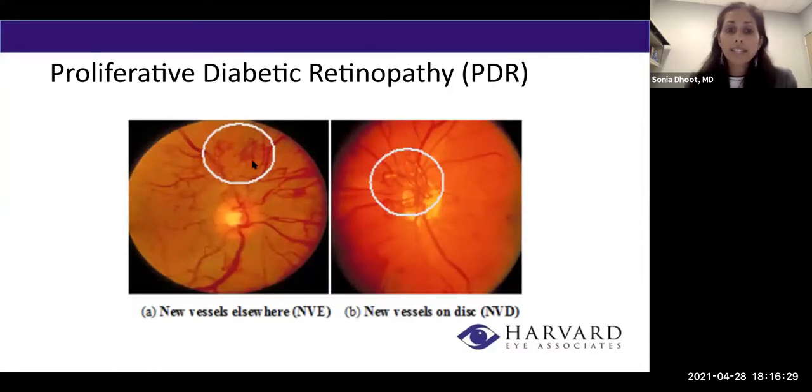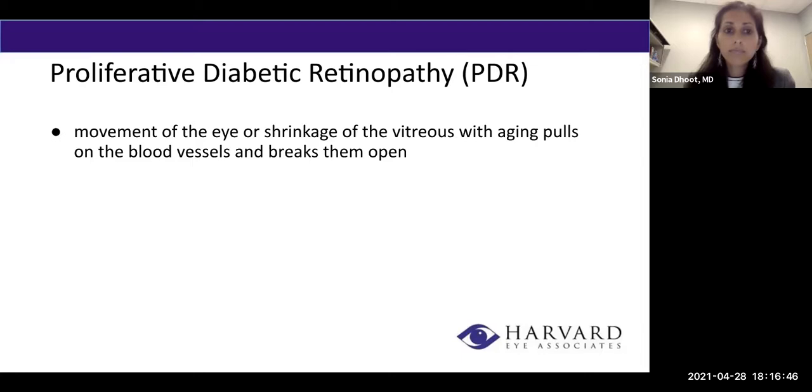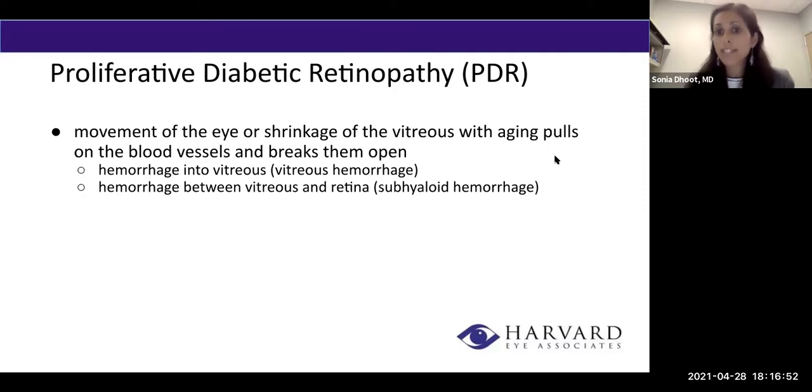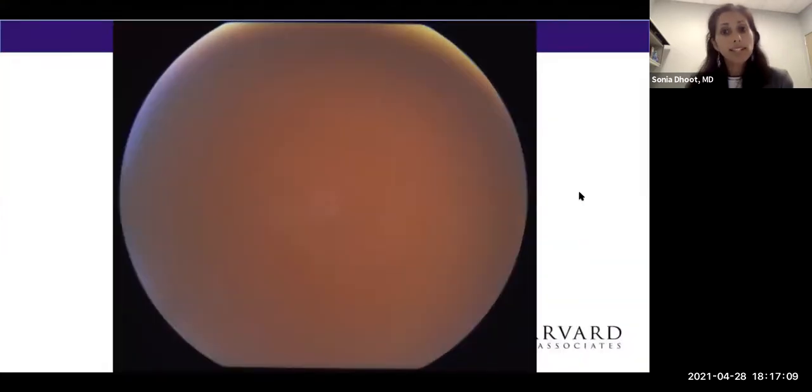This here on the left is an example of neovascularization elsewhere. And here you can see all these curly blood vessels coming directly from the optic nerve. So that's neovascularization of the disc. Like I said, those new blood vessels can bleed into the vitreous, causing vitreous hemorrhage or subhyaloid hemorrhage. If you have a vitreous hemorrhage, you will notice dark floaters. If it's a ton of blood, then you'll have a total loss of vision if the blood is completely obscuring your ability to see out. In that case, it would look like this, just like this patient can't see anything out. I can't see anything into the eye either because there's so much blood that it obscures my view in as well.